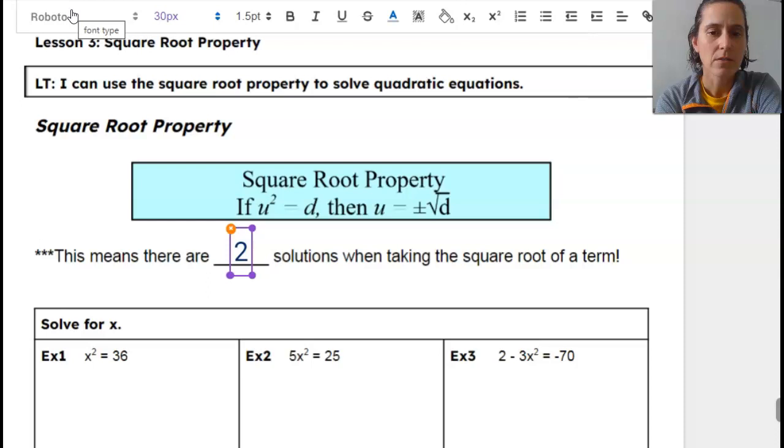This means that there are two solutions when taking the square root of a term, as in the example that we did earlier. Whenever you have, for example, x squared minus 25 equals 0, you add 25 to both sides, and then when you take the square root of it, it's not just 5, it's 5 and negative 5, because if I square negative 5, the answer is also positive. And quadratics usually intersect the x-axis at 2 points, so the plus and minus represent the two solutions where they would intersect the x-axis.